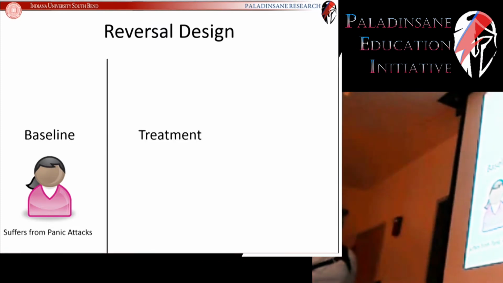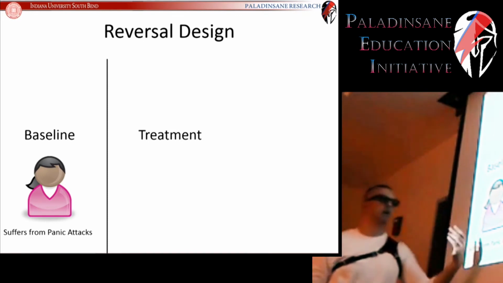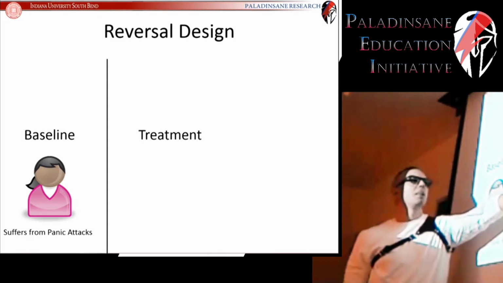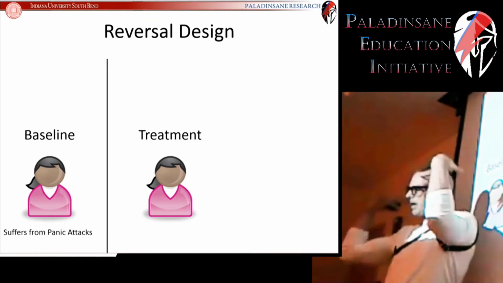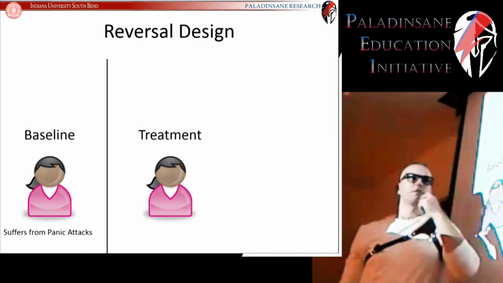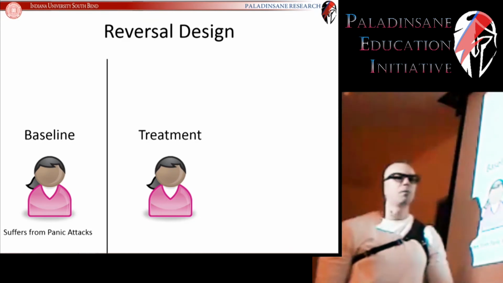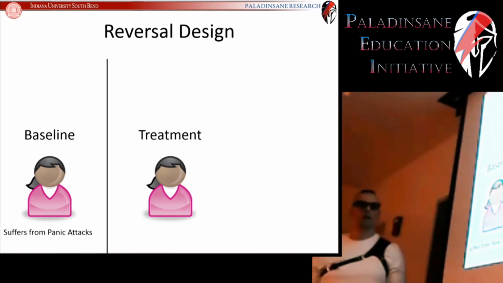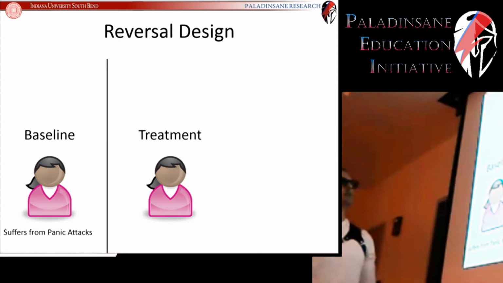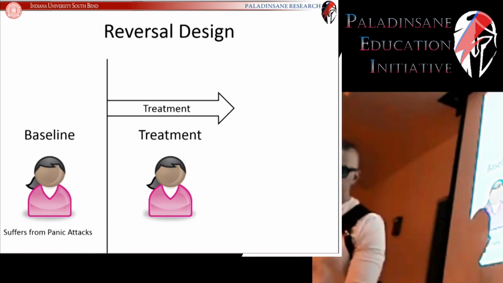What we do then is we institute the treatment phase. So they come back and we say, all right, for week number 2, we now want you to do the treatment. And we want you to breathe in through your mouth, out through your nose. We want you to count backwards from 20 every single time you feel a panic attack coming on. And then record how often panic attacks have occurred. So that's the beginning of the treatment phase.